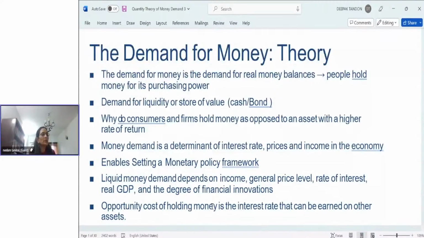Absolutely, Jaspreet. Money demand has been greatly affected because of the ease of transactions through UPI and many other apps. So I was talking about opportunity cost. What is opportunity cost? I hope you understand opportunity cost.